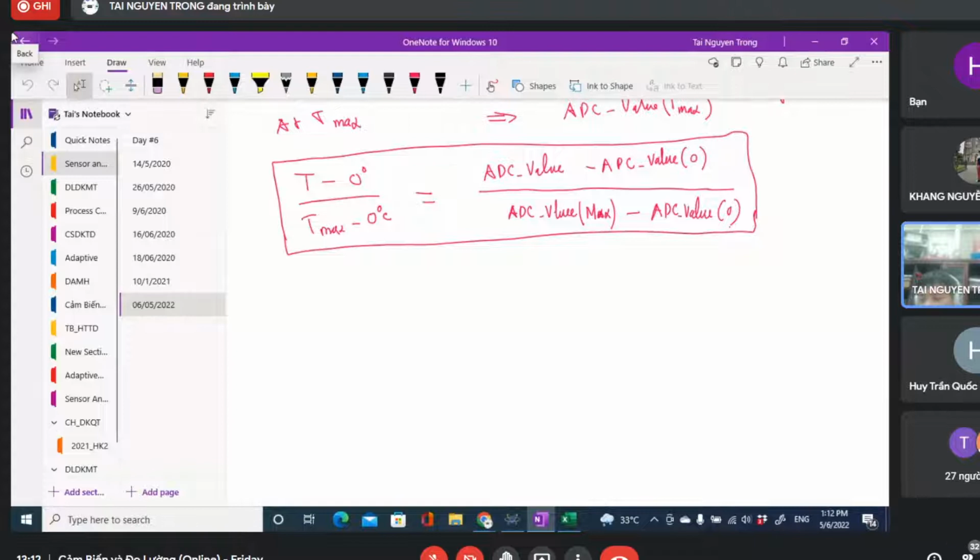In this case, we have a conclusion. If the Vs range is small, then the resolution will be worse.